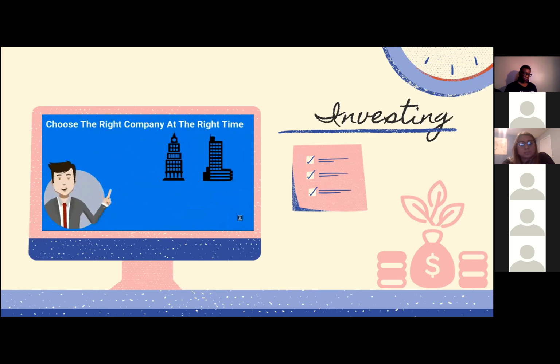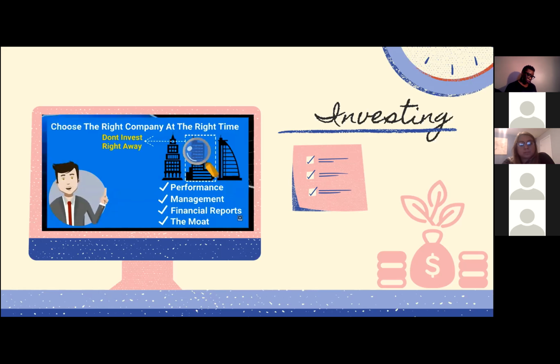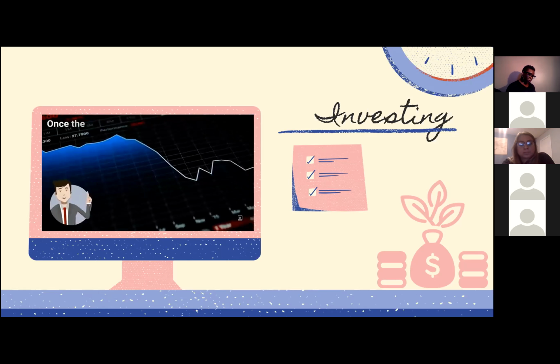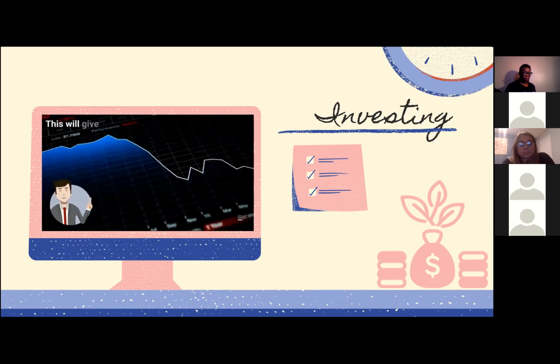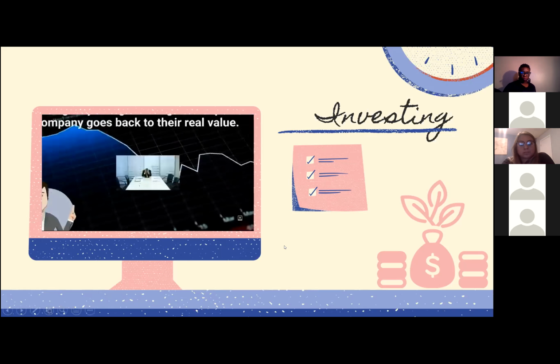This will require you to research the selected companies by looking at their past performance, their management, their financial reports, and the moat. Once you have identified a company that meets your qualifications, don't invest right away. Place the company on your watch list for some time. As you wait, keep an eye on price dips. Once the stock price goes down, buy. This will give you a great bargain and profit once the company goes back to its real value.